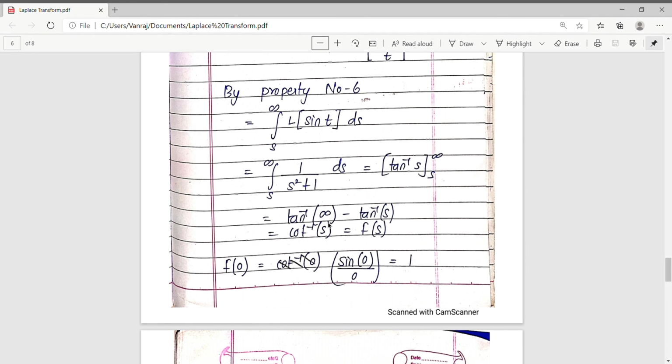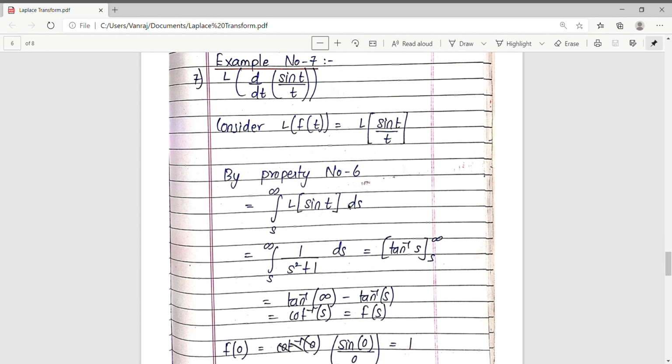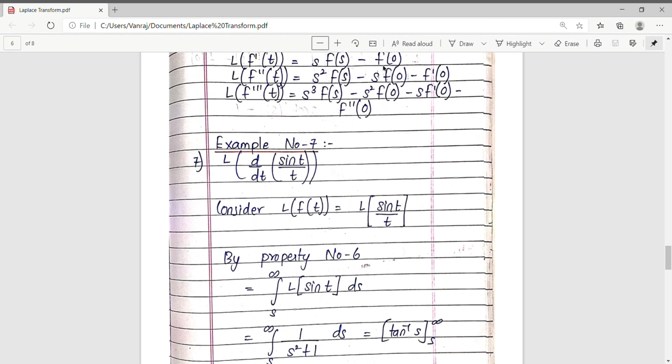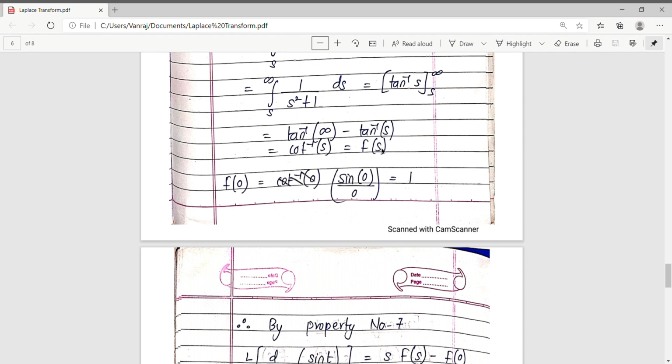So we will see the property. The property says that if we have to find the Laplace transform of f dash of t, then it is s into f of s minus f of 0. Okay, so we have found f of s, but we have to find f of 0. So we will first of all find f of 0 by simply putting the value of s equals to 0 in f of s. So sine 0 upon 0, sine 0 is 0. So 0 upon 0 is equal to 1.